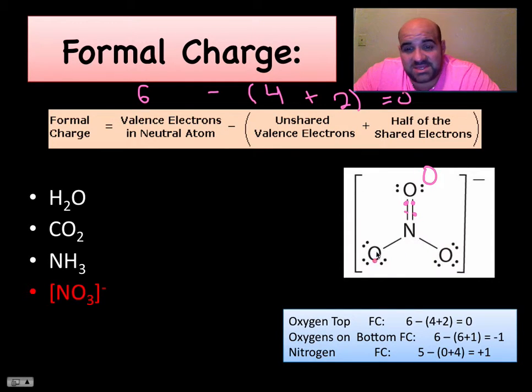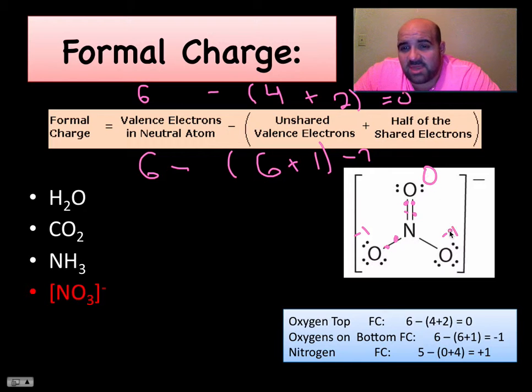Now let's do the oxygens on the bottom, and these are symmetrical, single bonds, so they will be the same. Oxygen has 6 valence electrons, minus how many unshared valence electrons are there? Well, each one has 6 unshared valence electrons, plus half the number of shared electrons, or the total number of bonds. There's 1 bond, so 1 is going to be there, or there's 2 electrons here, half of that is 1. 6 plus 1 is 7. 6 minus 7 is a plus 1. Or actually, 6 minus 7 is a negative 1. Sorry. So each oxygen is going to be a minus 1.